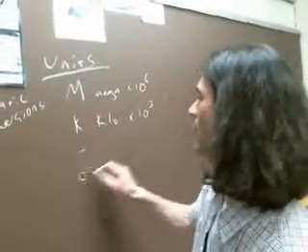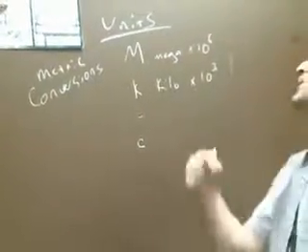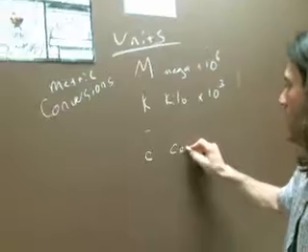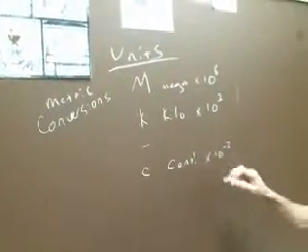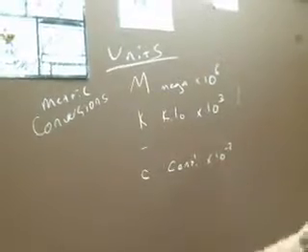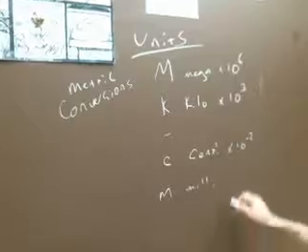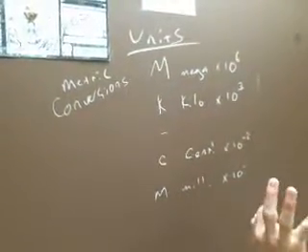But if you see a lowercase c, then what that could be is a centi, which means it's times 10 to the negative 2. But again, that's kind of an exception. We will typically use milli, which means times 10 to the negative 3.